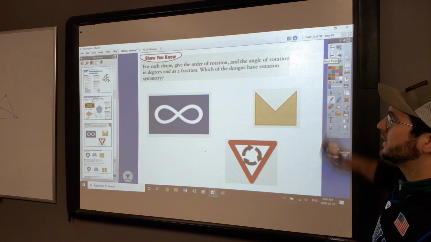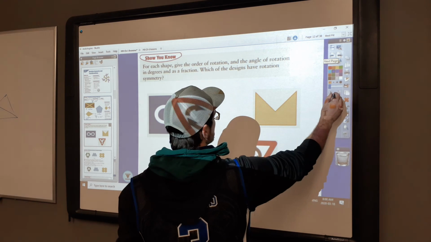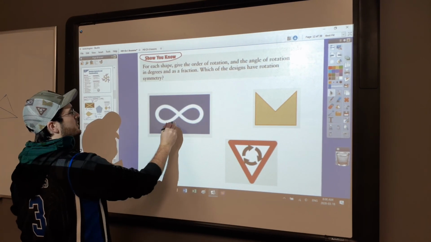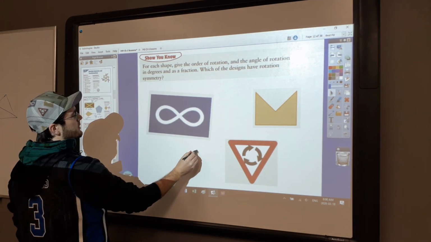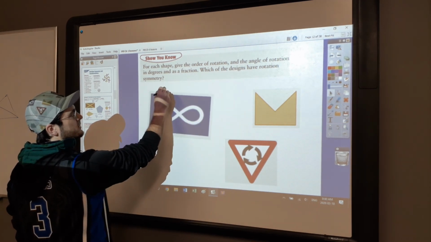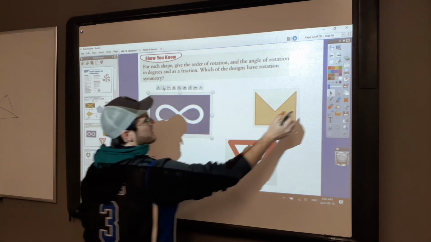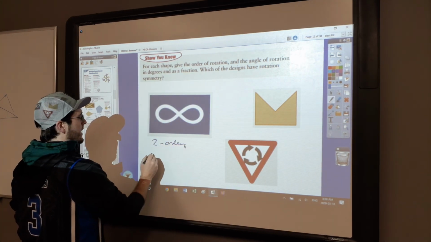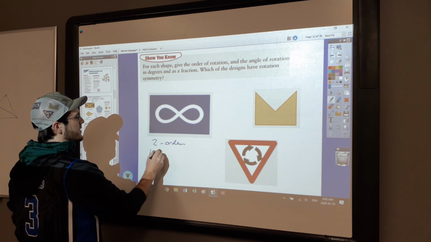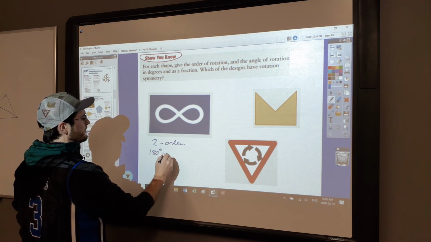Okay, I'll show you a couple more examples here. This is like the Métis symbol, I think. It's kind of like an infinity symbol. You get back to the original shape once, twice. So it's just like the Jamaican flag. It has order of 2, and then angle of 180 degrees again. 360 divided by 2.